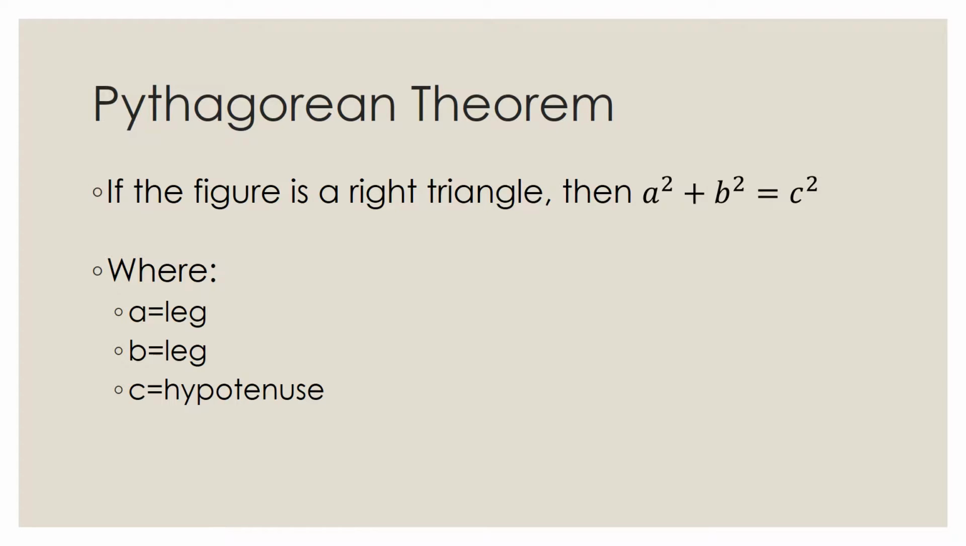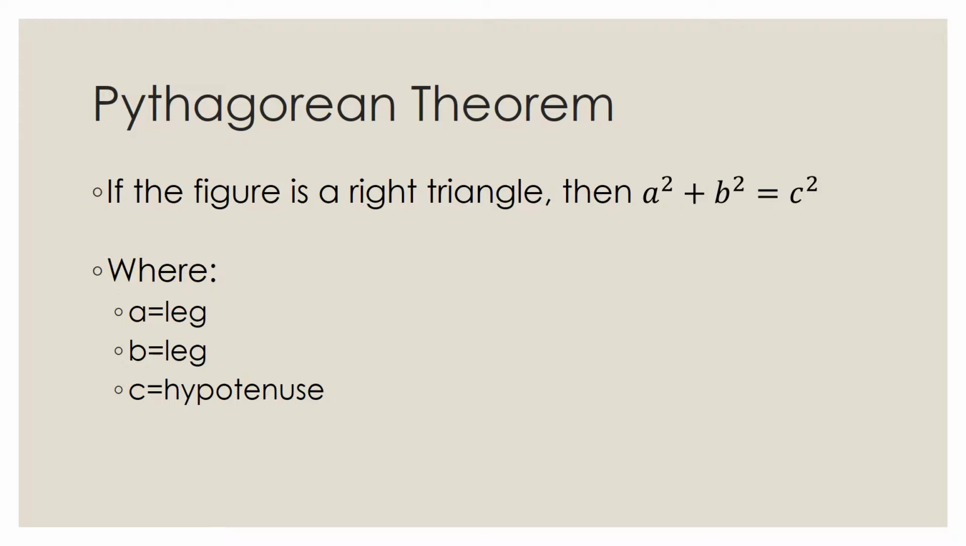So the Pythagorean theorem is really a conditional statement that says if the figure is a right triangle, then a squared plus b squared is equal to c squared. And we have these conditions for A, B, and C. A and B are going to be our legs, and it's not going to matter which leg we use for A or which leg we use for B. We can interchange those if we like to. But it does matter which one we use as C.